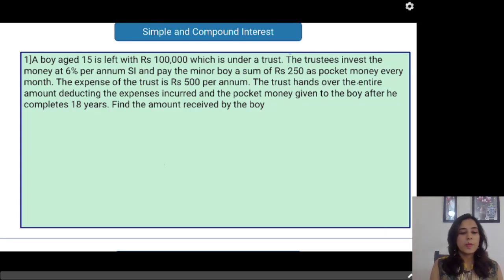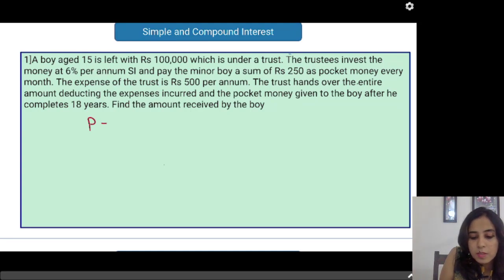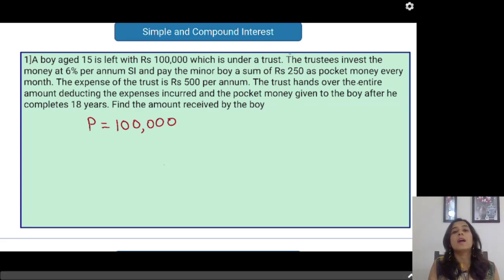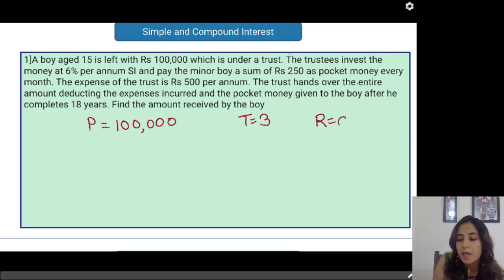Alright guys, so here we are given the principal amount, which is 100,000. We are being told that the boy today is aged 15 and he has to get this sum of money after 3 years, that is, when he completes 18 years of age. So we have the time duration, which is 3. We also know that the rate of interest is 6% per annum. And we have to follow simple interest here and not compound interest, so there is no compounding taking place.